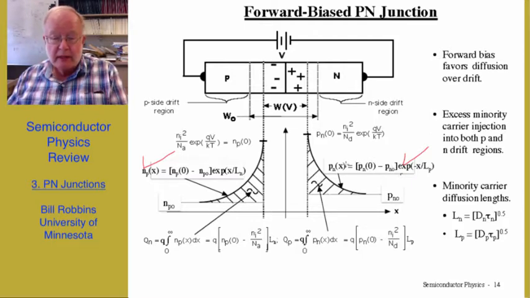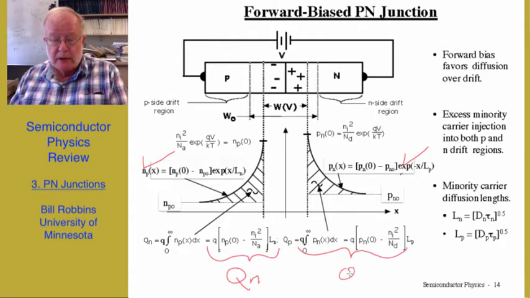We can integrate the expressions that I have for the holes on the n-type side and electrons on the p-type side, and that's what I've shown down here. The result of that integration is the expression for the so-called total stored charge of electrons on the p-type side and total excess minority carrier stored charge, which is the holes on the n-type side.